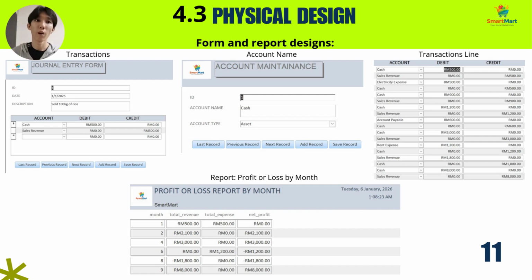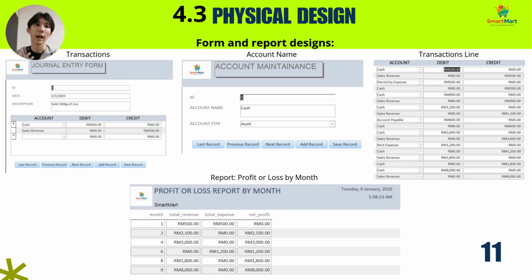Finally, I will explain the form and report design. First, we have the journal entry form for recording daily transactions. Users can enter the transaction date, description of the transaction, and most importantly, the debit and credit entries using the double-entry bookkeeping method. Second is the account maintenance form for managing the chart of accounts.